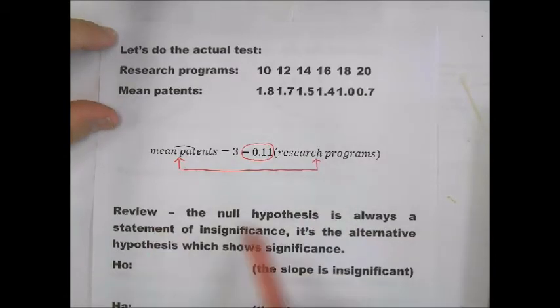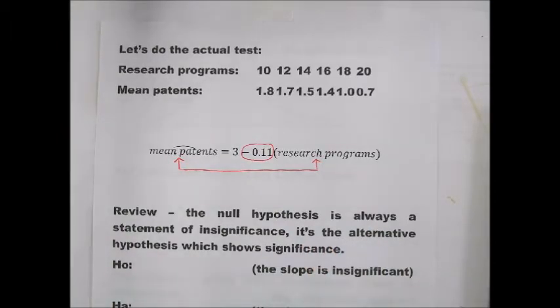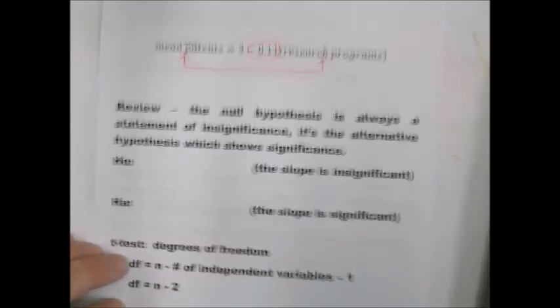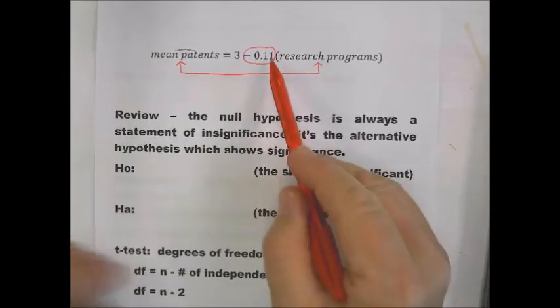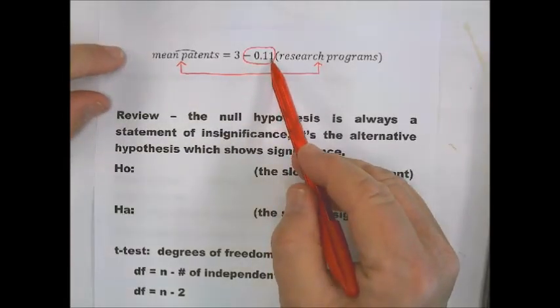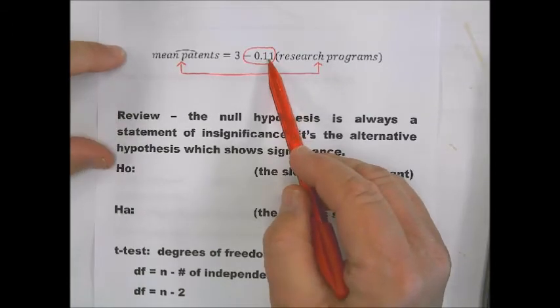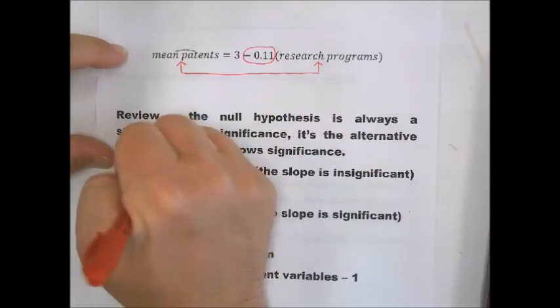So, review: the null hypothesis is always a statement of insignificance. It's the alternative hypothesis which shows significance. So the null hypothesis would be that this number is an insignificant number. Now the symbol for slope in population form is beta sub 1.